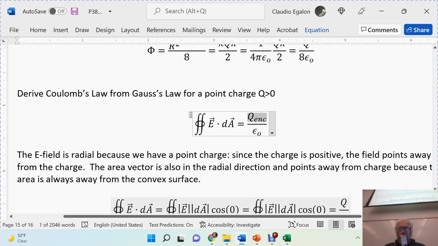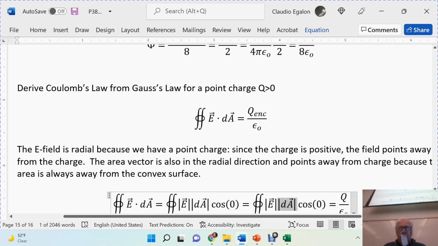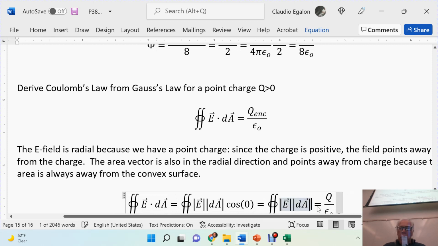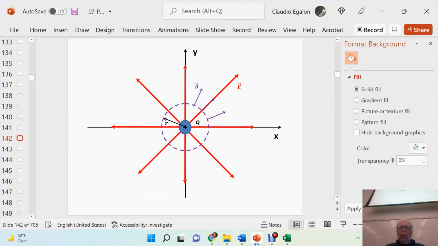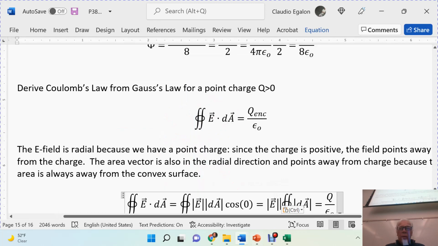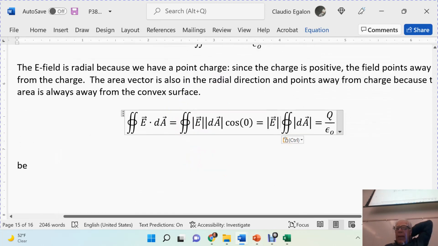What's next? The cosine of 0 becomes 1. The electric field over the surface is said to be the same because it's at the same distance from the charge. We are not using Coulomb's law here, remember? Because the distance from here to this point is the same as the distance from here to this point, it's reasonable to state that the magnitude of the electric field over the surface is going to be the same as well. So we can take it outside of the integral.